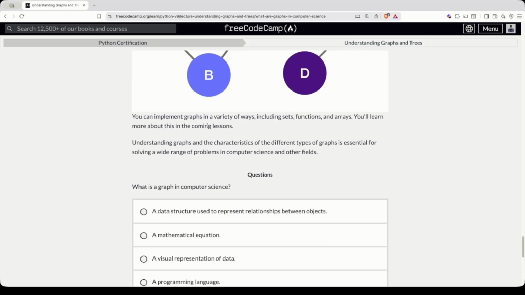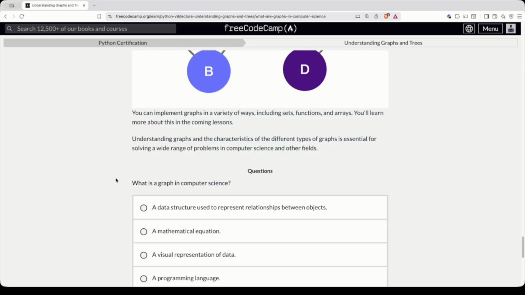You can implement graphs in a variety of ways, including sets, functions, and arrays. You'll learn more about this in the coming lessons. Understanding graphs and the characteristics of different types of graphs is essential for solving a wide range of problems in computer science and other fields.